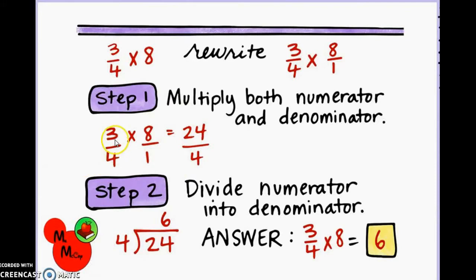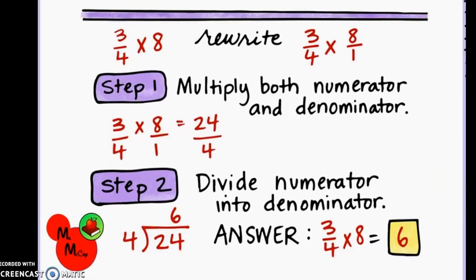In this example, 3 times 8 equals 24, and 4 times 1 equals 4. So the answer is 24 over 4. However, that is not in the simplest form, and we always want the fraction in the simplest form. So if we divide the denominator into the numerator, 4 into 24, you get 6. So the answer of 3/4 times 8 is 6.